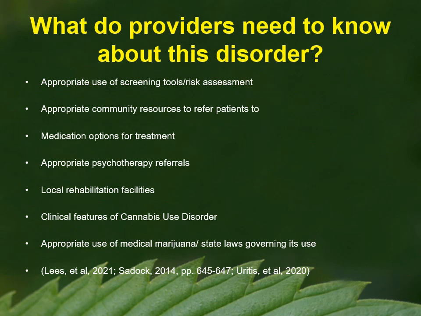So what do providers need to know about this disorder? They should know appropriate use of screening tools, risk assessment, appropriate community resources to refer patients, medication options for treatment, appropriate psychotherapy referrals, local rehabilitation facilities, clinical features of cannabis use disorder, appropriate use of medical marijuana, and state laws governing its use.